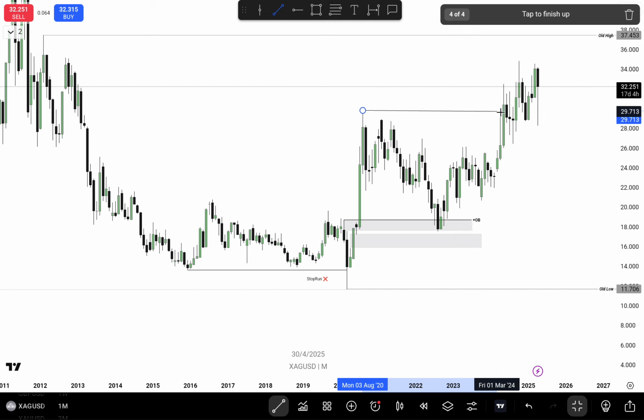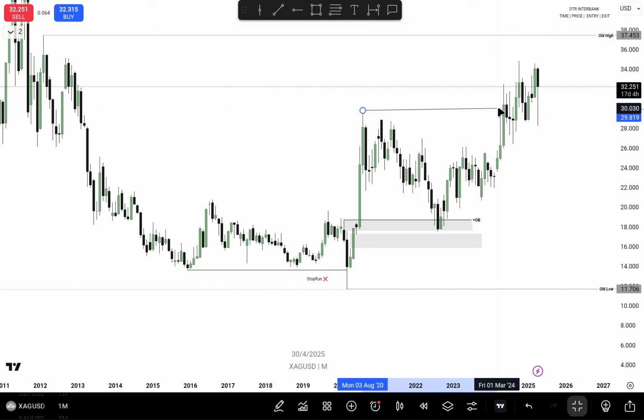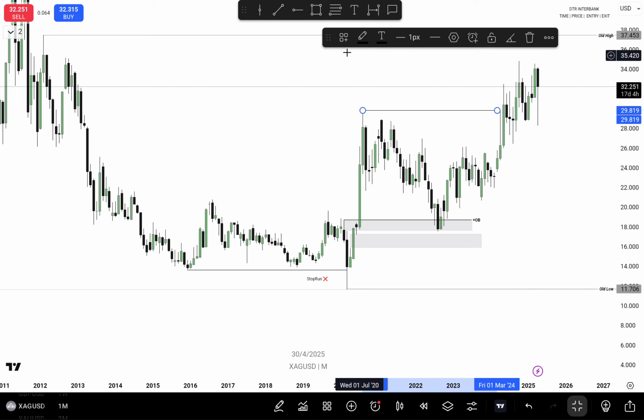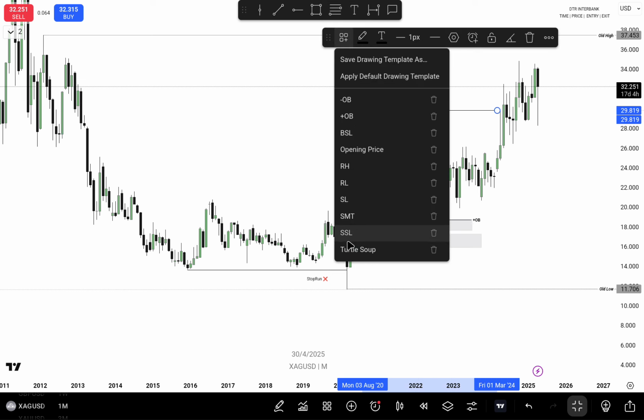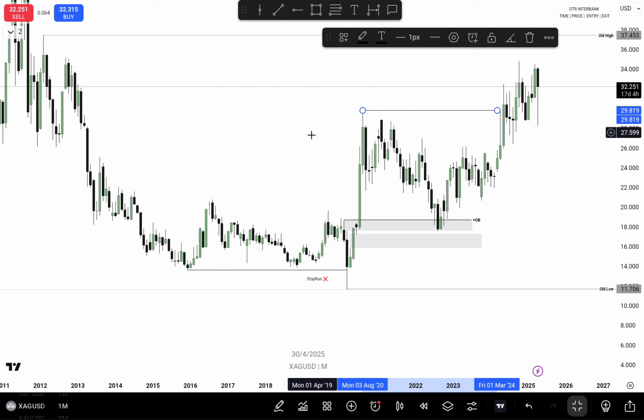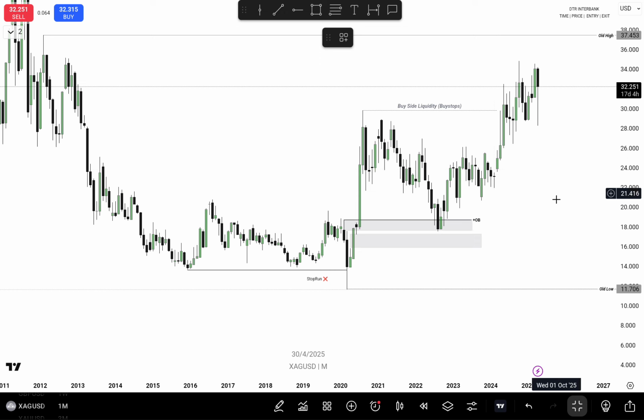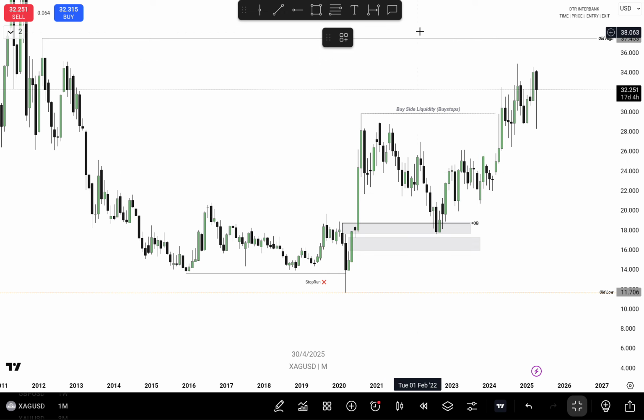I like to get this line straight. Okay, this is the buy side liquidity. So this is the buy side liquidity, buy stops. And then we got some more resting here. So this is the monthly. For now, there is nothing we can do here. Let me annotate this. This is it.